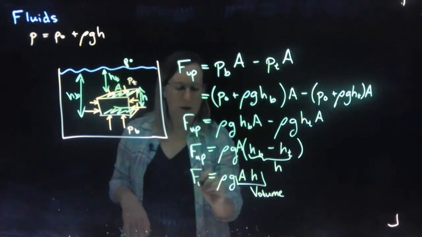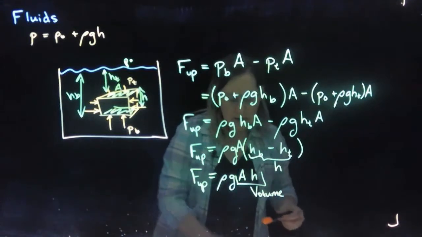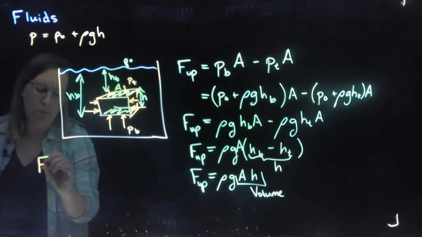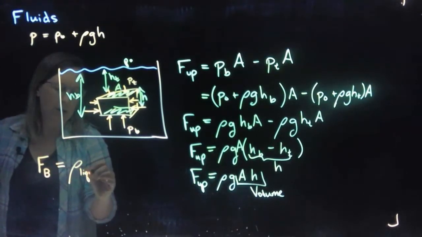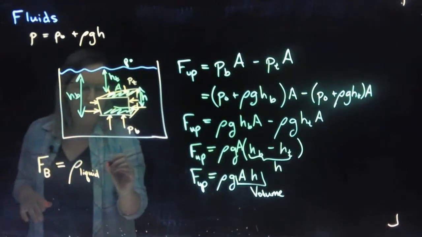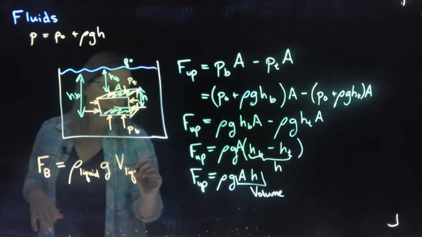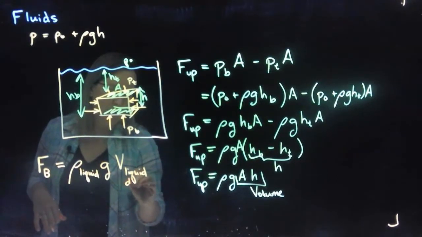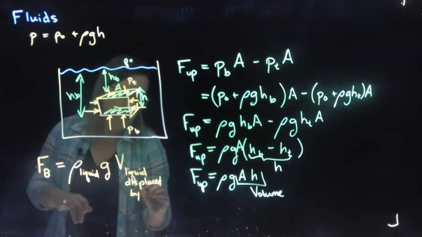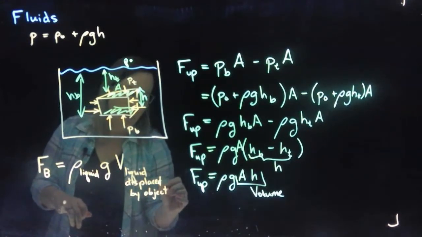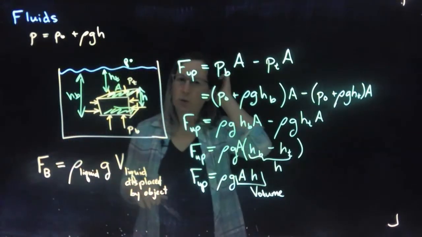So the force up, which is what we call our buoyant force, is equal to rho of the liquid that you're in, water, air, whatever it is, times g times the volume of the liquid displaced by your object. Or if you prefer, the amount of the volume in the liquid. And the reason that matters is, of course, some things float.